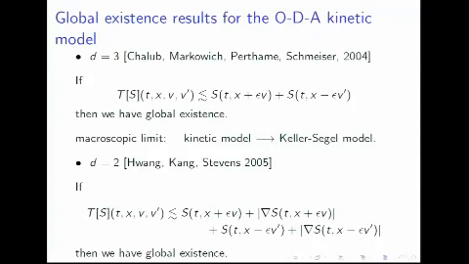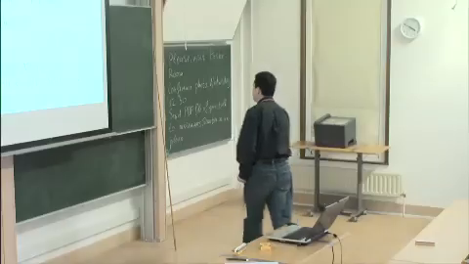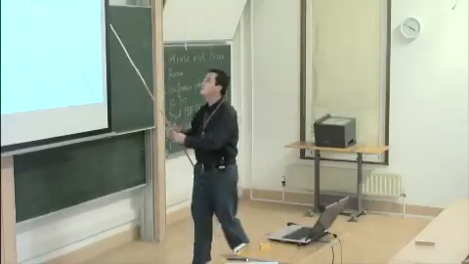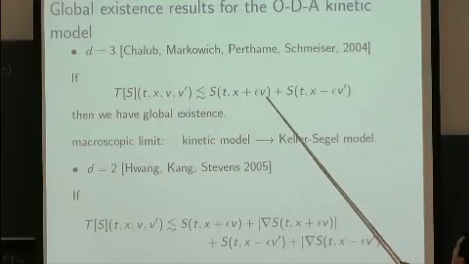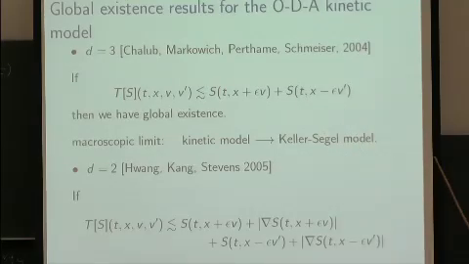Now let's go back to the kinetic model, and the results we are after are of this sort. Global existence under certain conditions, perhaps smallness conditions. Blow up if things are large. And the paper that started this series of results is due to Chalub, Markowich, Perthame, and Schmeiser back in 2004. So they proved that in 3 dimensions, if the turning kernel is this, or if it's bounded by that, S of x plus epsilon v, x minus epsilon v prime.